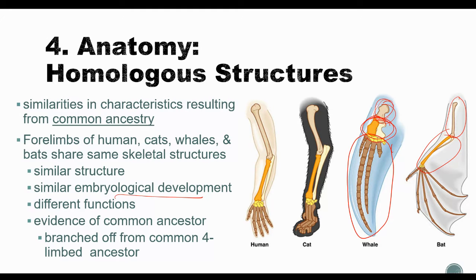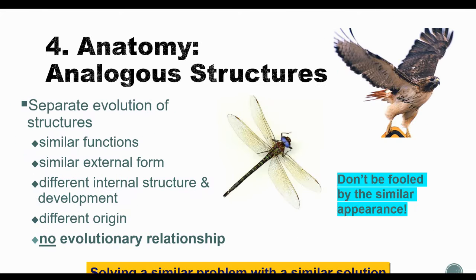So similar bone structure, very different functions, right? We have the bat's wing for flying. The whale is going to use that flipper for swimming. The cat is going to walk in a very different way than the human is going to use its hand. So evidence of a common ancestor, but branches off from that four-limbed common ancestor, from that tetrapod, into lots of variation that gives us these different things.